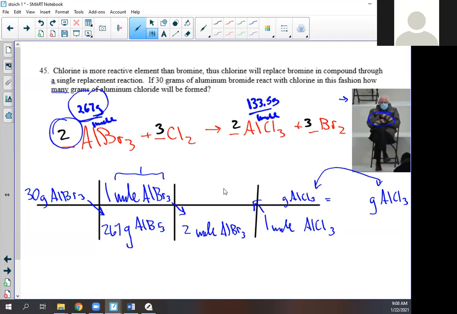1 mole of the same thing. And then what's up here? Mole AlCl3. We find that right there. And this is funny how this one just works out. It's such a nice number. All right, so these reduce. This is just half of that. So what do we end up with? 133.5.